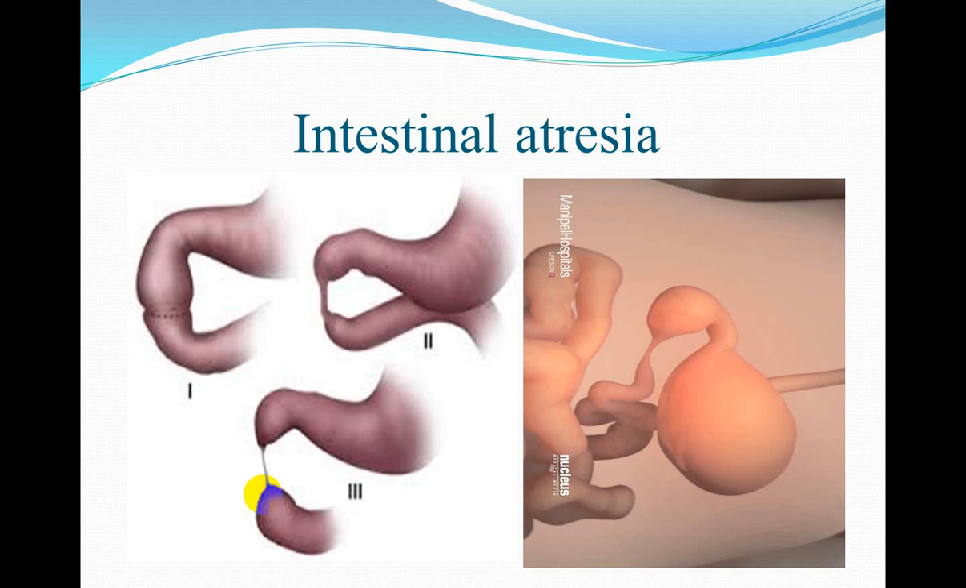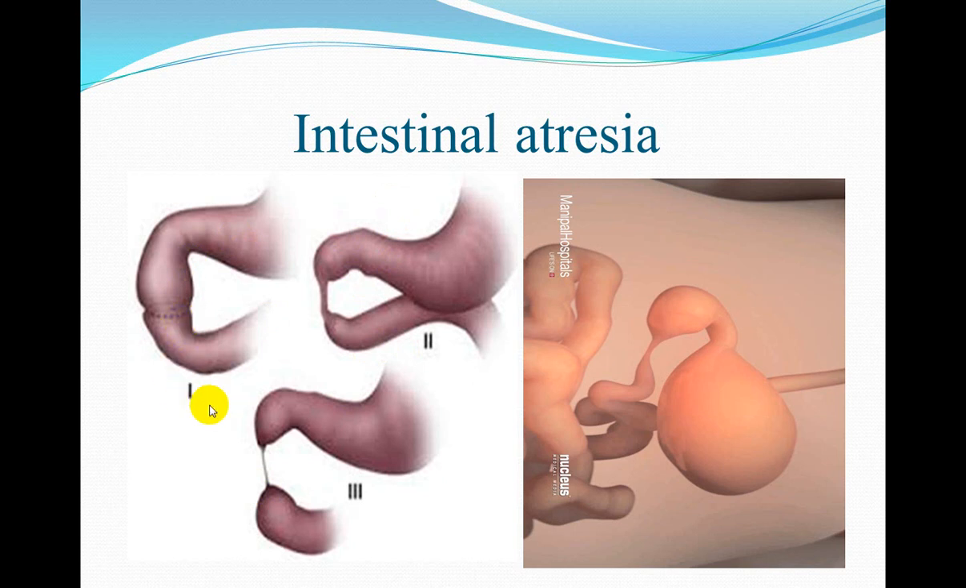Atresia or stenosis means intestinal stricture, meaning narrowing in the lumen of the intestine, mostly a segment of the intestine containing a narrow lumen, or intestinal stricture. While in case of intestinal atresia, there is a complete failure of intestinal lumen development.